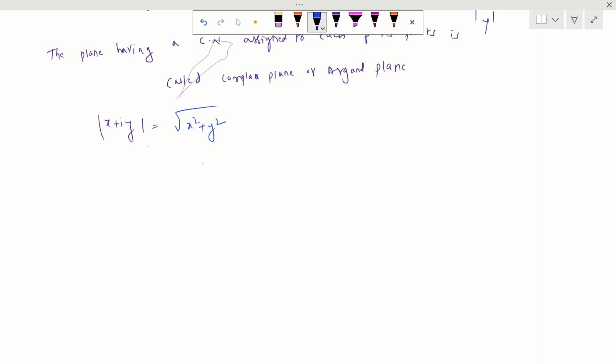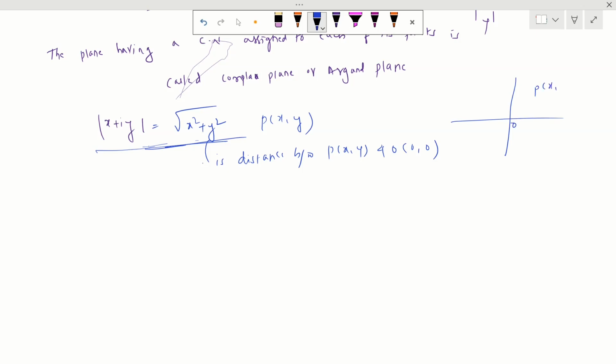This one we know, and the point is x comma y, and when we are presenting this one, it is a distance between P (x, y) and the origin, right? So the modulus of this is the distance between P and O. This is O, and the point is somewhere here, P (x, y), and the distance between P and O is root of x square plus y square. That is the modulus of a complex number, right?